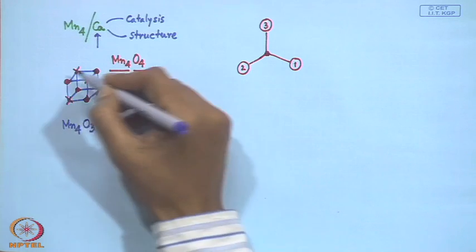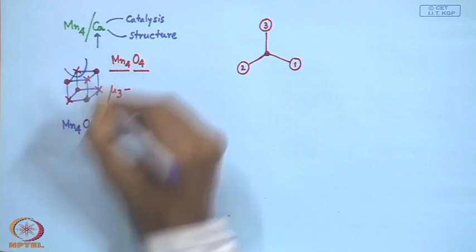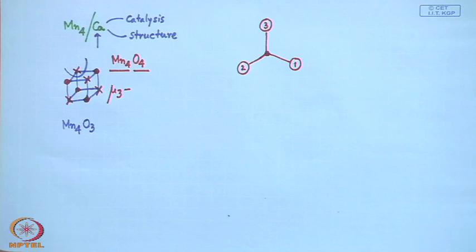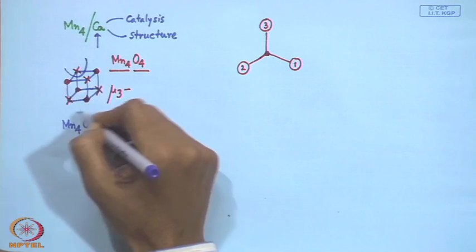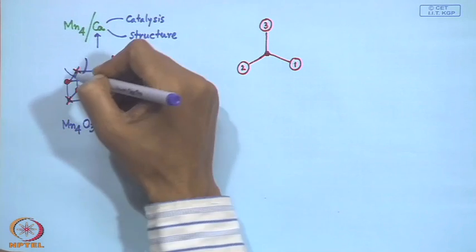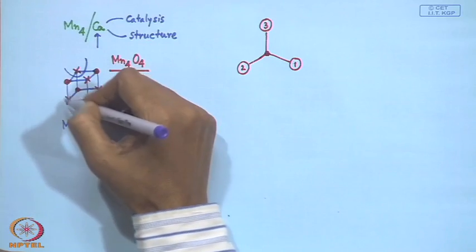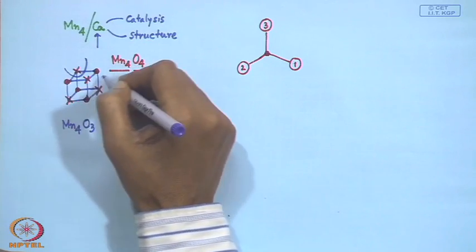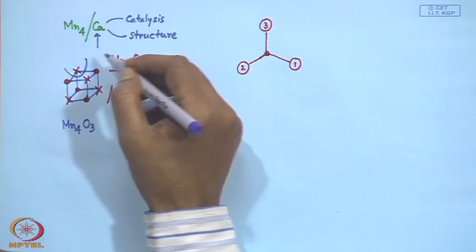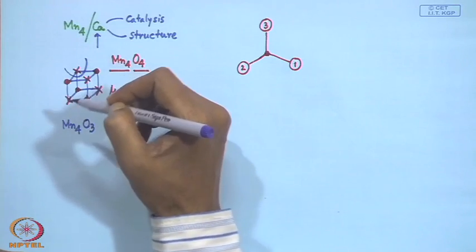If you make it MnO3, that means one of the vertices is missing, but you still have this cuboidal arrangement. If you take out this vertex and your other bond distances and bond angles remain the same, you will have basically a cuboidal structure. We call those structures defective cubes or partial cubes.